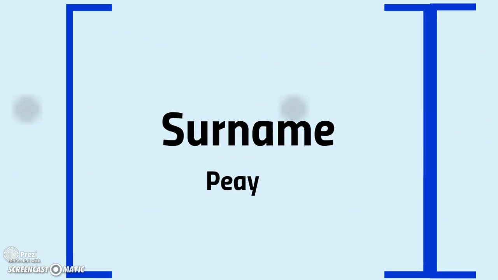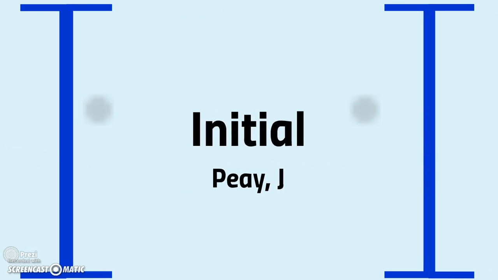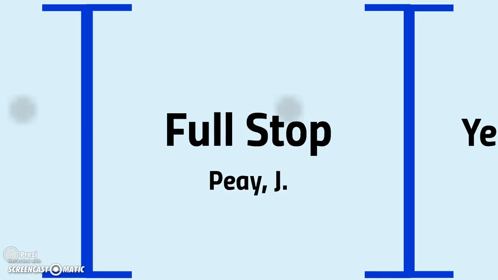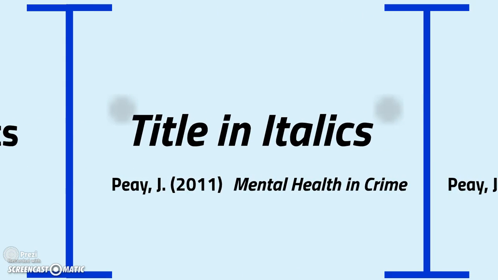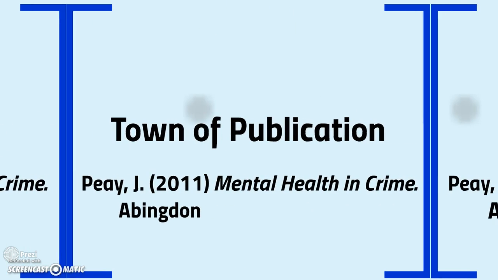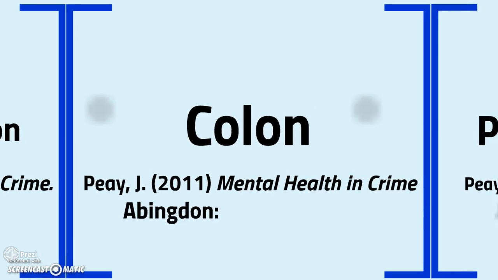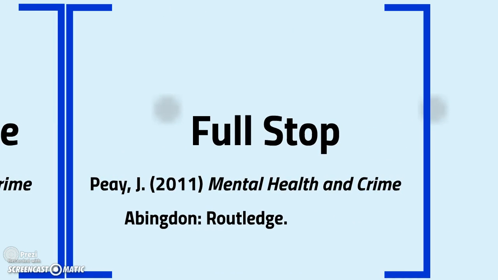We start with the surname, followed by a comma, and the initial, which is always followed by a full stop because it is an abbreviation of the full name. Then comes the year in brackets, followed by the title, which occurs in italics. That ends with a full stop and is followed by the place of publication, a colon, the publisher name, and finally a full stop.